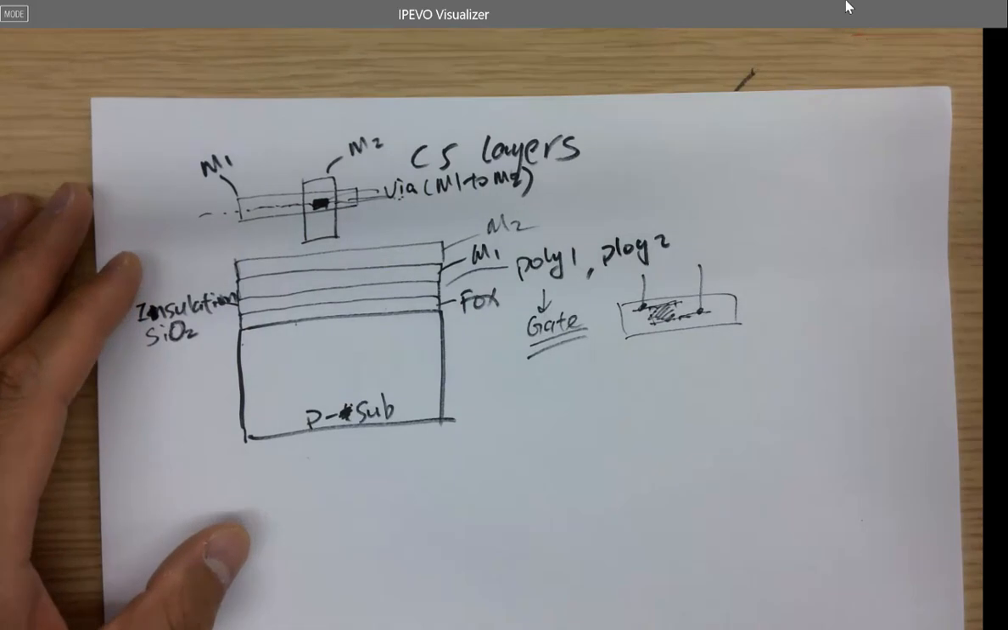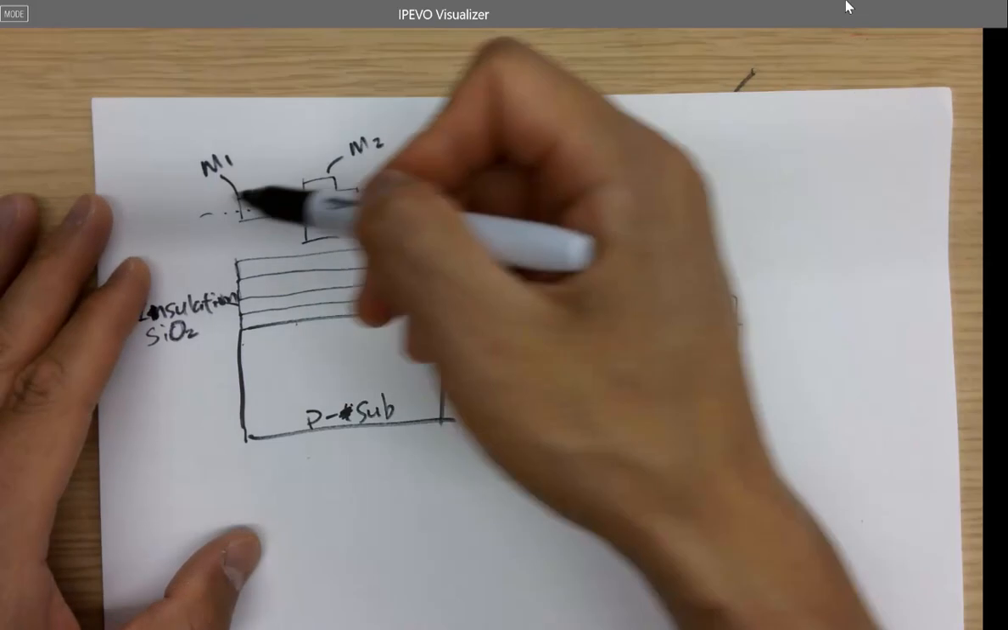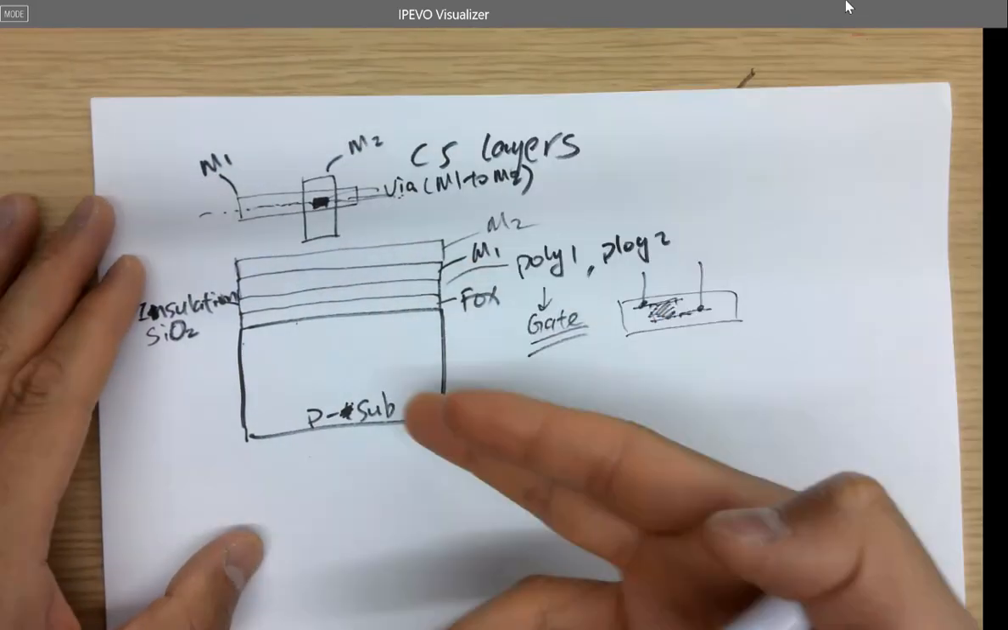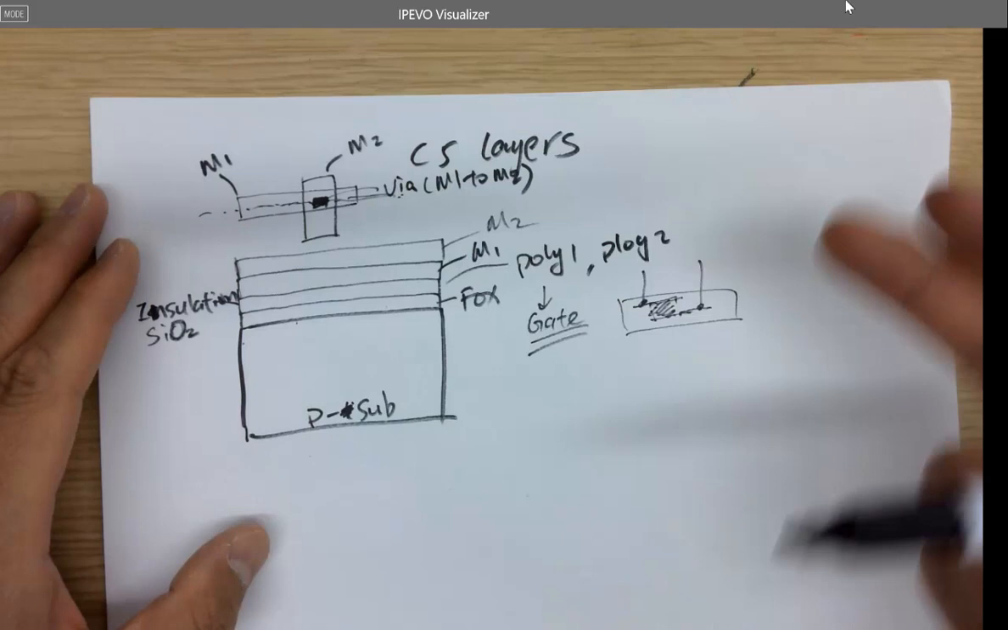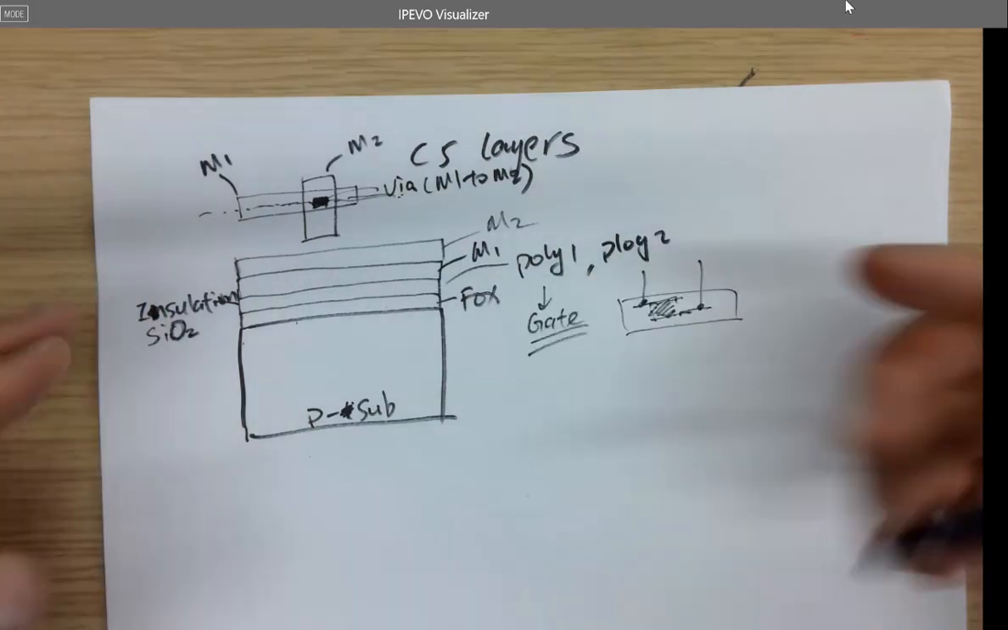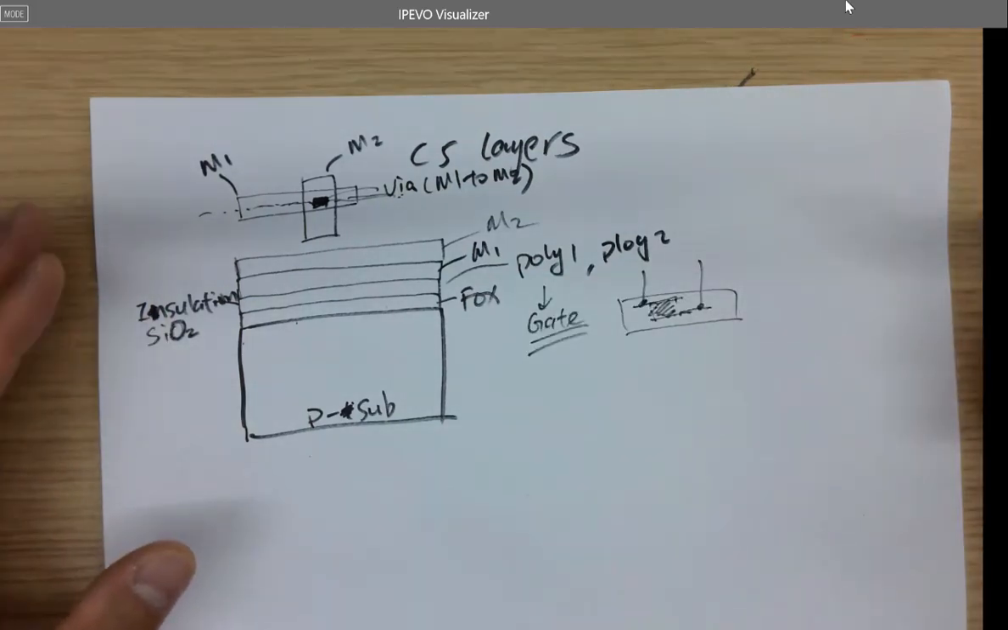Do you want to draw all of those layers too, like the Fox and all that? Because I cut it all the way down, right? So you'll be able to see this, because all the transistors and all the metal layers are built on that same silicon wafer.